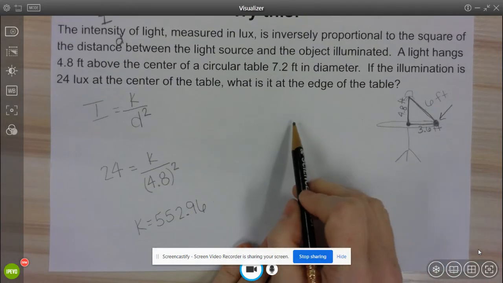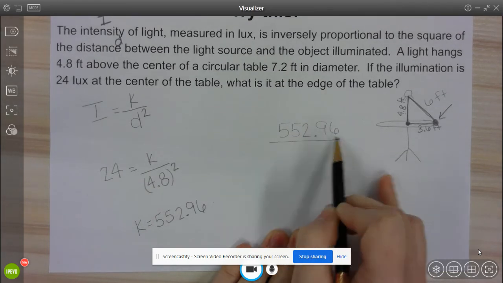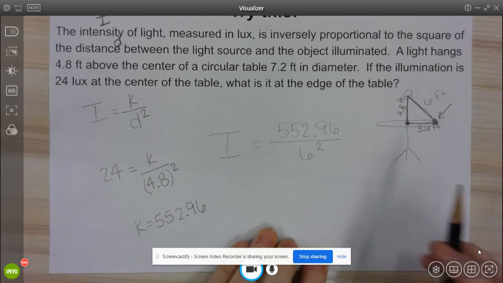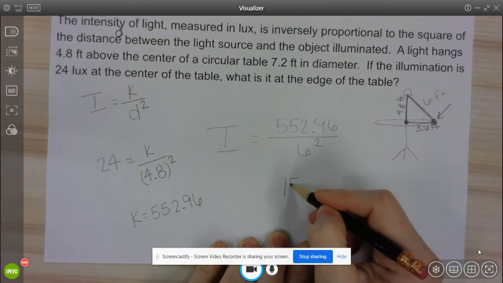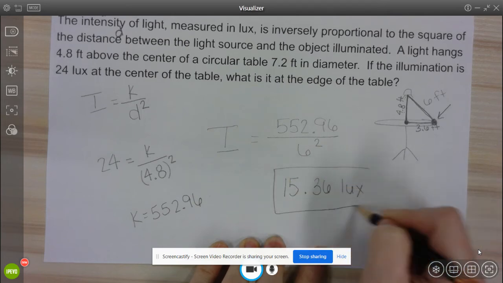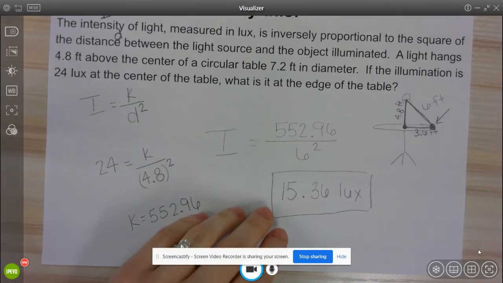So I'm going to take my constant and divide it by 6 squared, and that will tell me my intensity at the edge of the table. So 552.96 divided by 36 gives me a lux measurement of 15.36. I know that one was a little crazy. Hopefully it wasn't too scary.